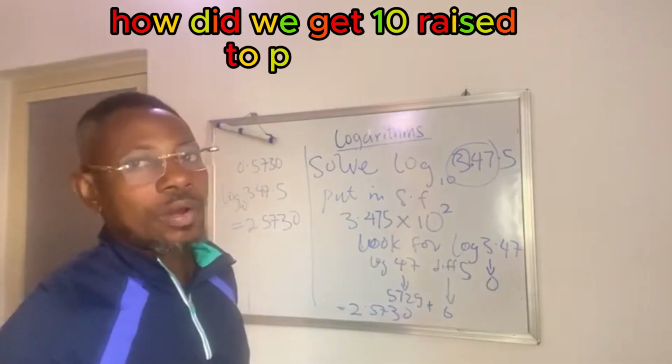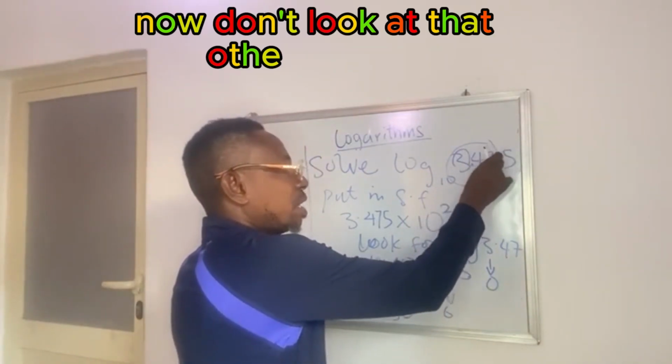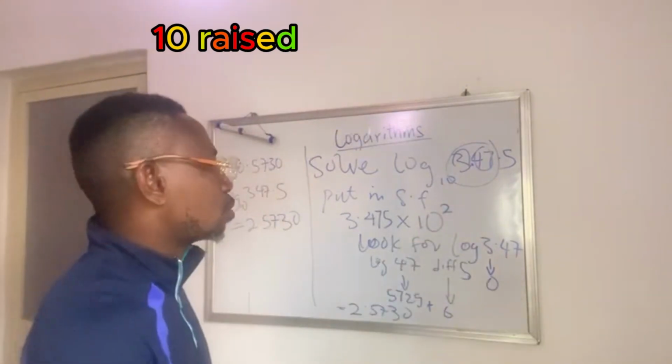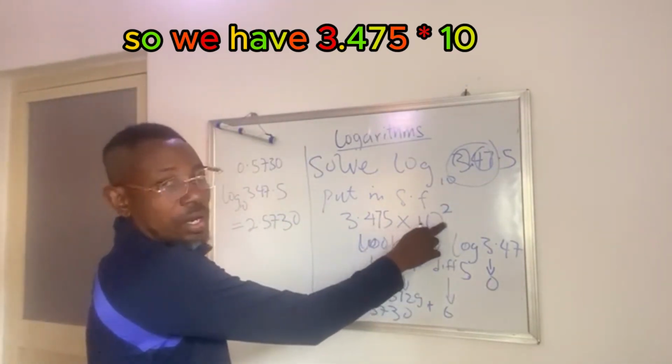How did we get 10 raised to power minus 2? You remember we have 3 numbers after the decimal place. Now don't look at that other decimal. We still have 2 numbers here. That's what gives us 10 raised to power 2. So we have 3.475 times 10 raised to power 2.